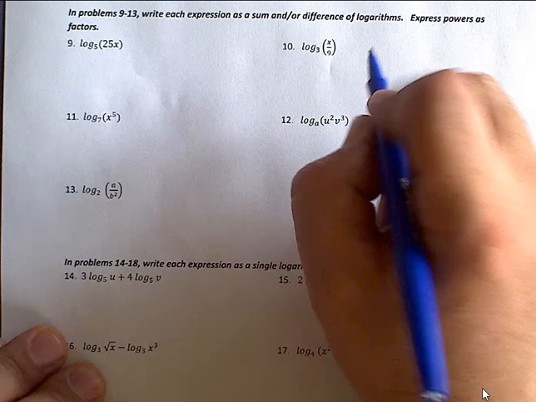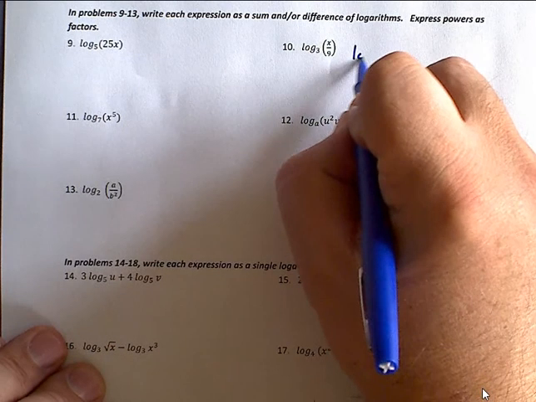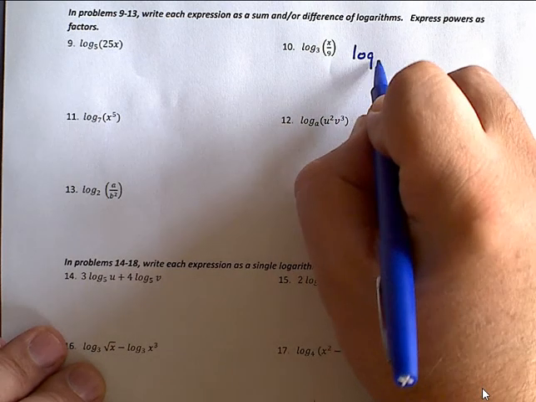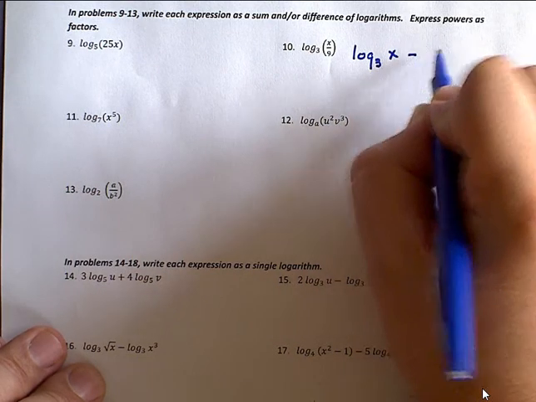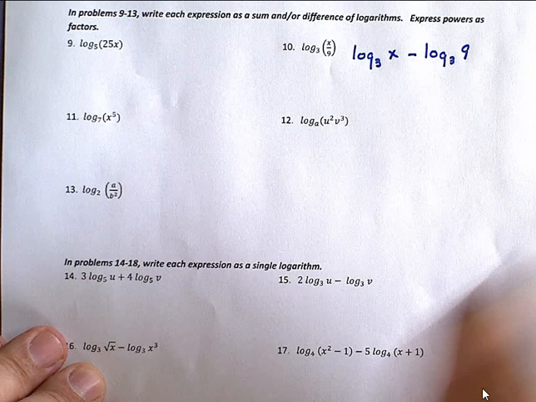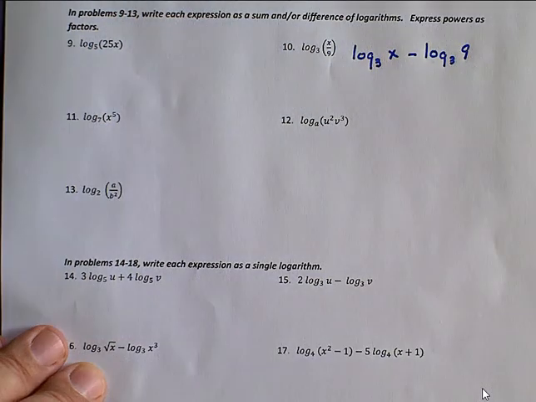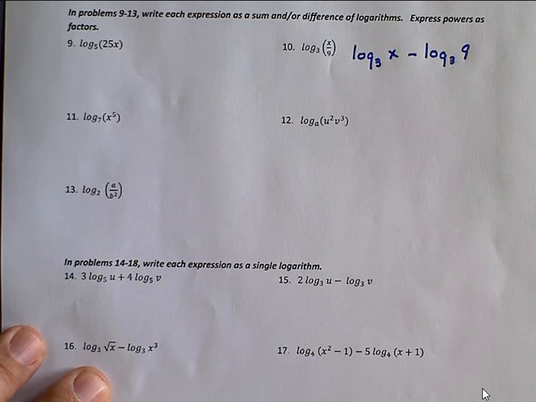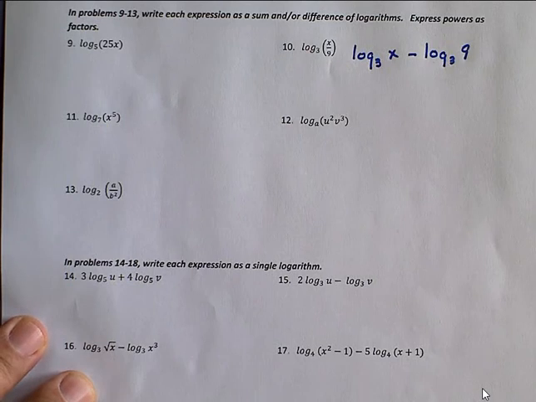So I'm going to write this as log base 3 of x minus log base 3 of 9. Okay. Number 12 has got a couple things going on. 13 has another quotient rule again, but I've got a product rule going on number 12. Okay, so I'm going to write this as an addition, but I also have some exponents.